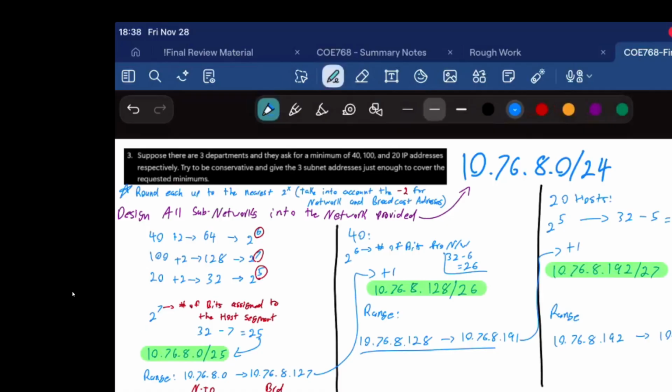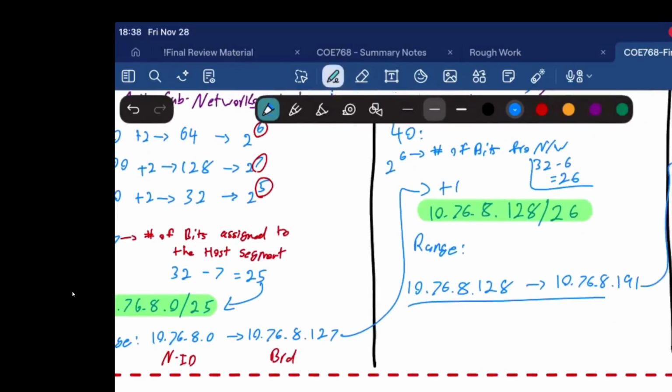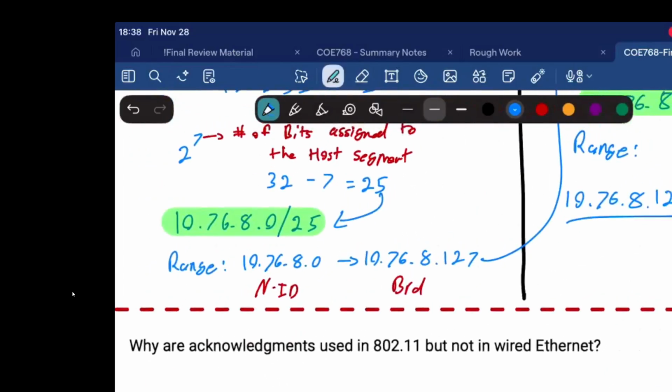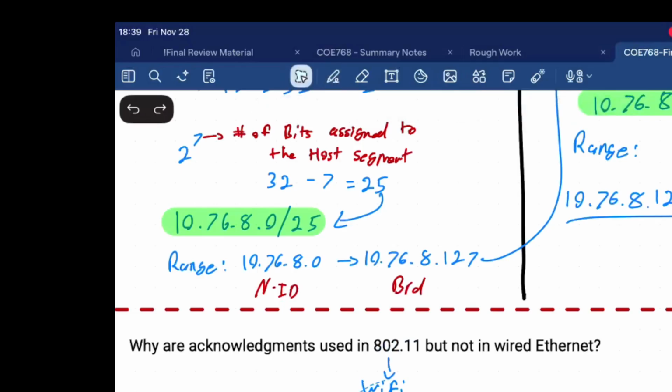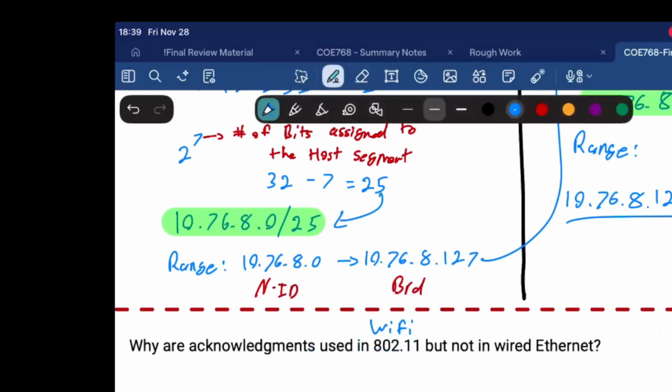Assuming that's all, we'll move on to the next one. Why are acknowledgements used in 802.11? I'm going to quiz: who knows what 802.11 is? Anyone? If not, I'll say, but I just want to make sure you guys are paying attention. Okay, so this we know is Wi-Fi, and what it's asking is why we have to use these acknowledgements within Wi-Fi and not wired Ethernet.